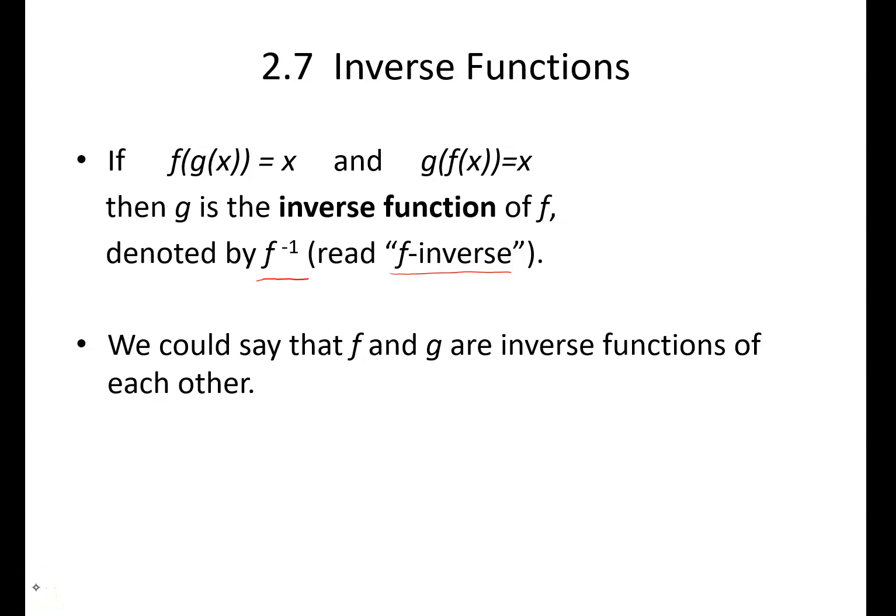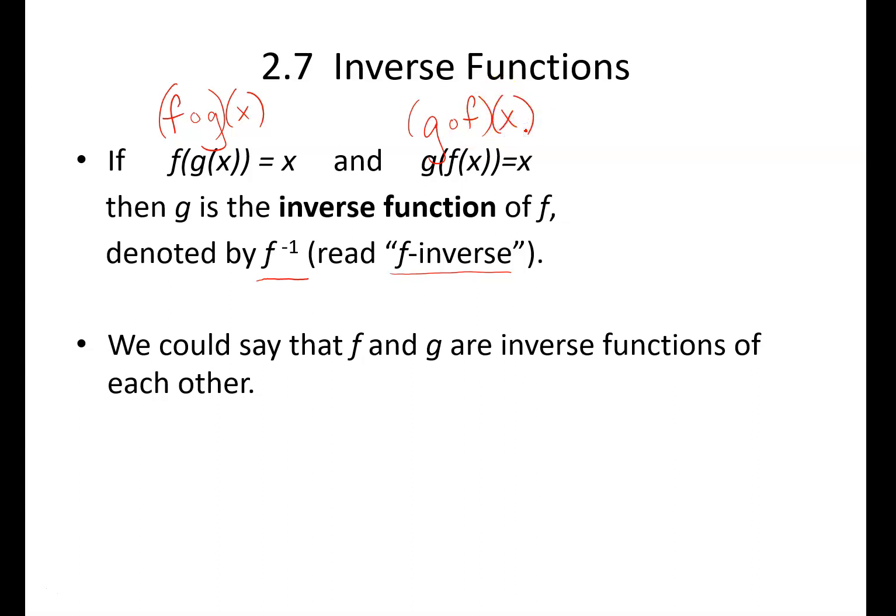Section 2.7, Inverse Functions. In the last lesson, we learned how to find the composition of functions, and we will be using that again here in 2.7. If you look at the first sentence on this slide, it says, if f of g of x equals x and g of f of x equals x. In the last lesson, we used that circle notation. So this is the same thing as f composition g of x, and this is g composition f of x.